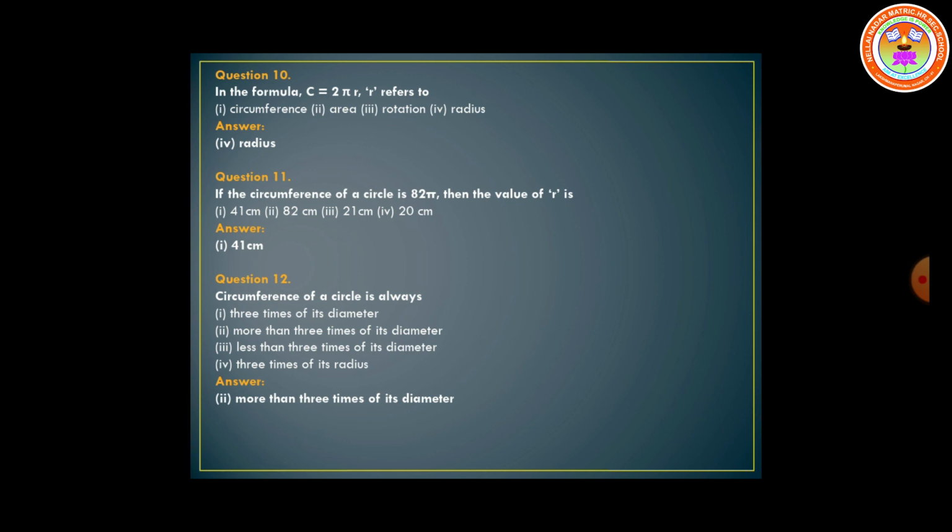Circumference of a circle is always 3 times of its diameter, more than 3 times of its diameter, less than 3 times of its diameter, or 3 times of its radius. The answer is more than 3 times of its diameter. Can you all understand this?